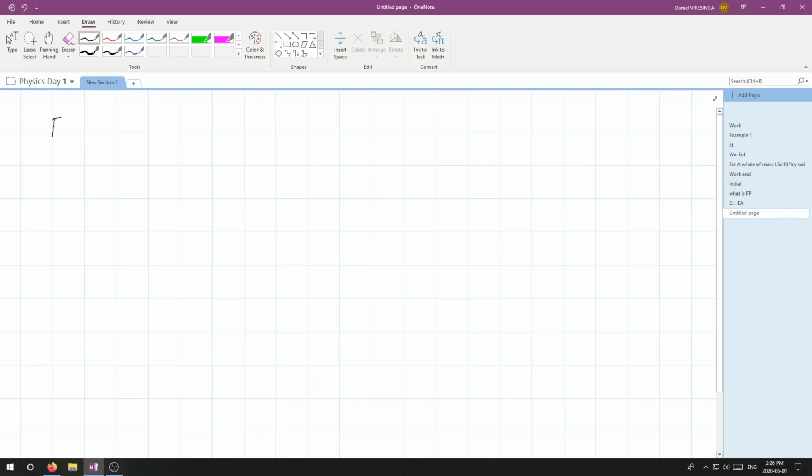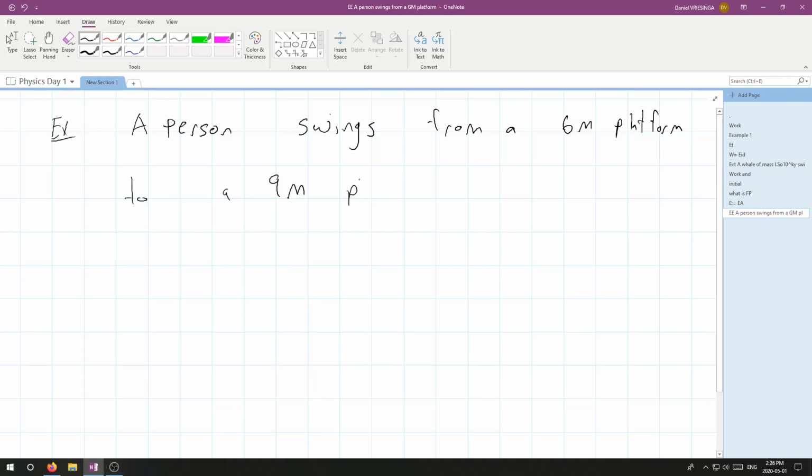Okay, so here's an example. A person swings from a 6-meter platform on some sort of rope, right, to a 9-meter platform.